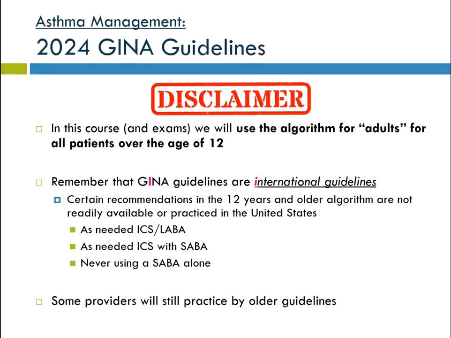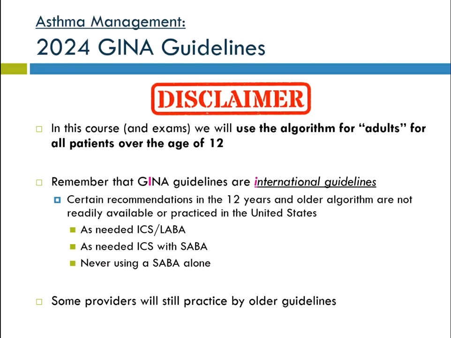Okay, there we go. As a disclaimer, we kind of touched on it a little bit before, but now we're getting into the medications. Adults are considered 12 and older. Using these GINA guidelines, the I is for international. So these are not the U.S. guidelines for asthma management. These are the global, international guidelines.